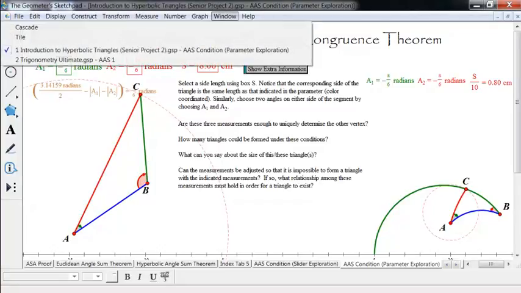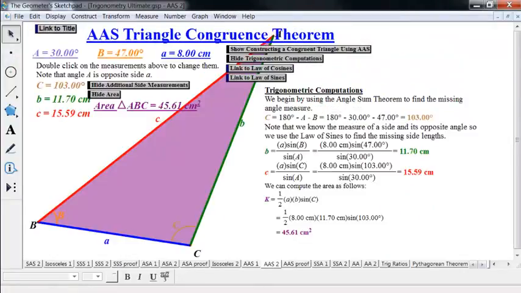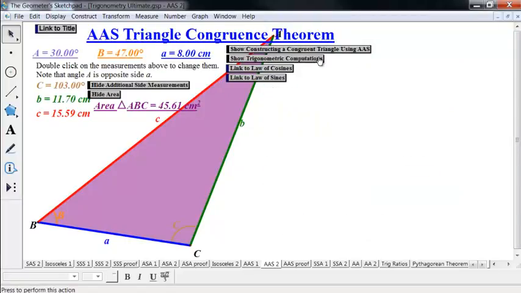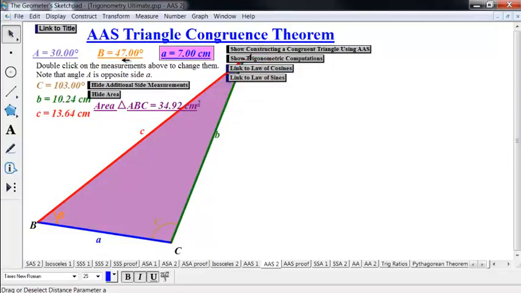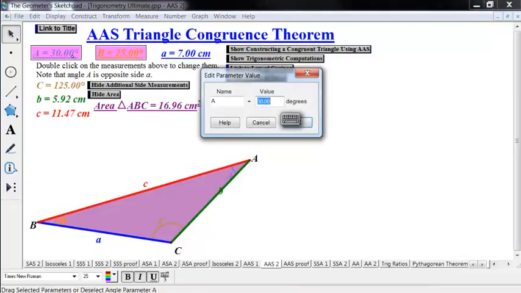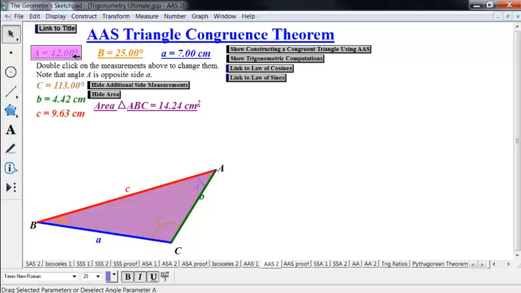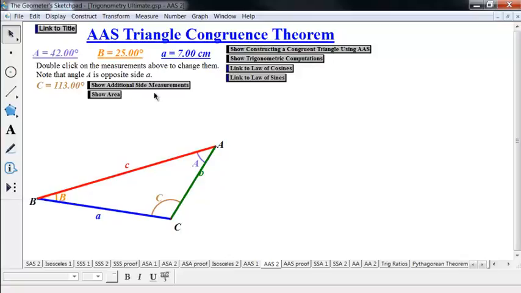Again, let's go back to my trigonometry ultimate sketch for Euclidean geometry, and let's enter some things here. Let's see if we can make this a little bit smaller. Let's make this 7 centimeters. How about 25 degrees here and 42 there? Okay, and so this gives us a triangle, and it will construct it to scale like that. Then it also computes the other angle.